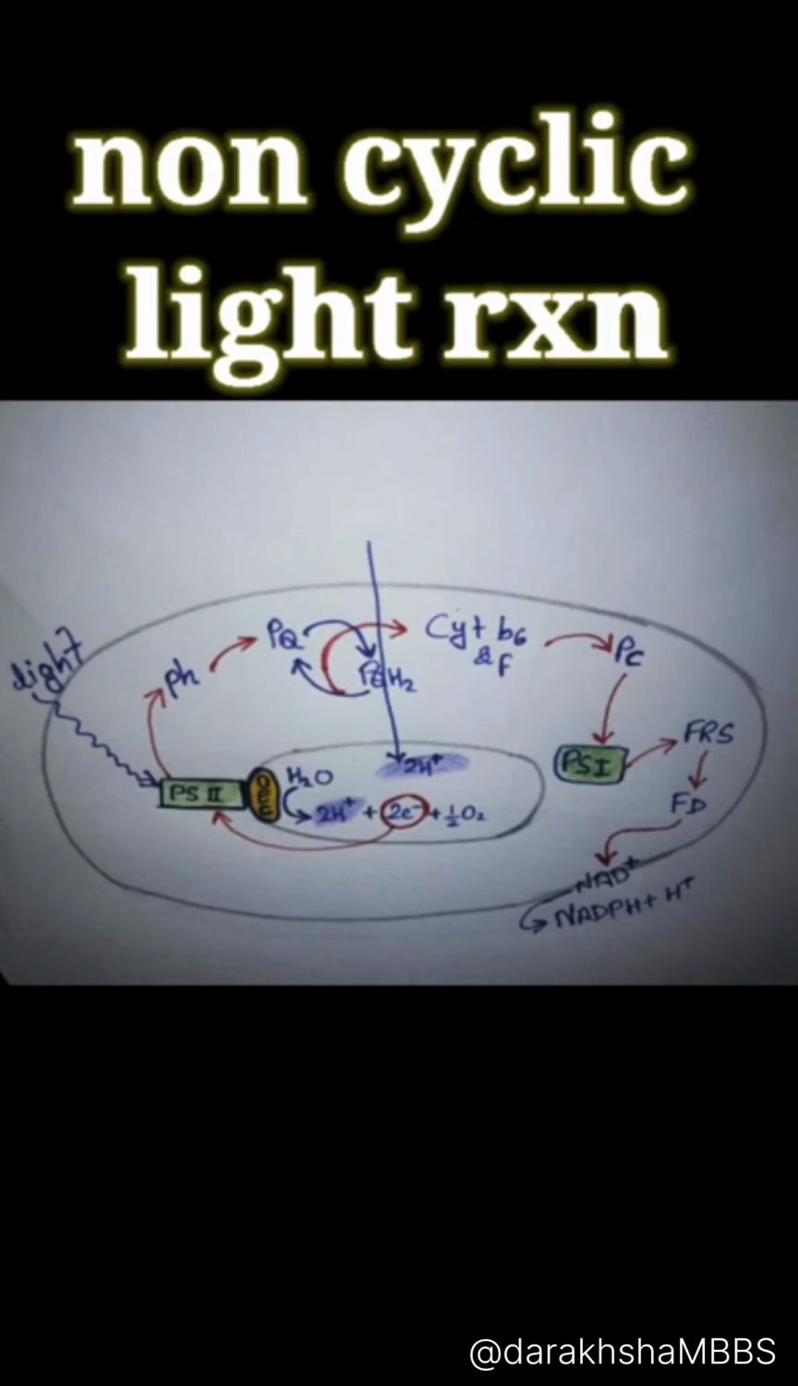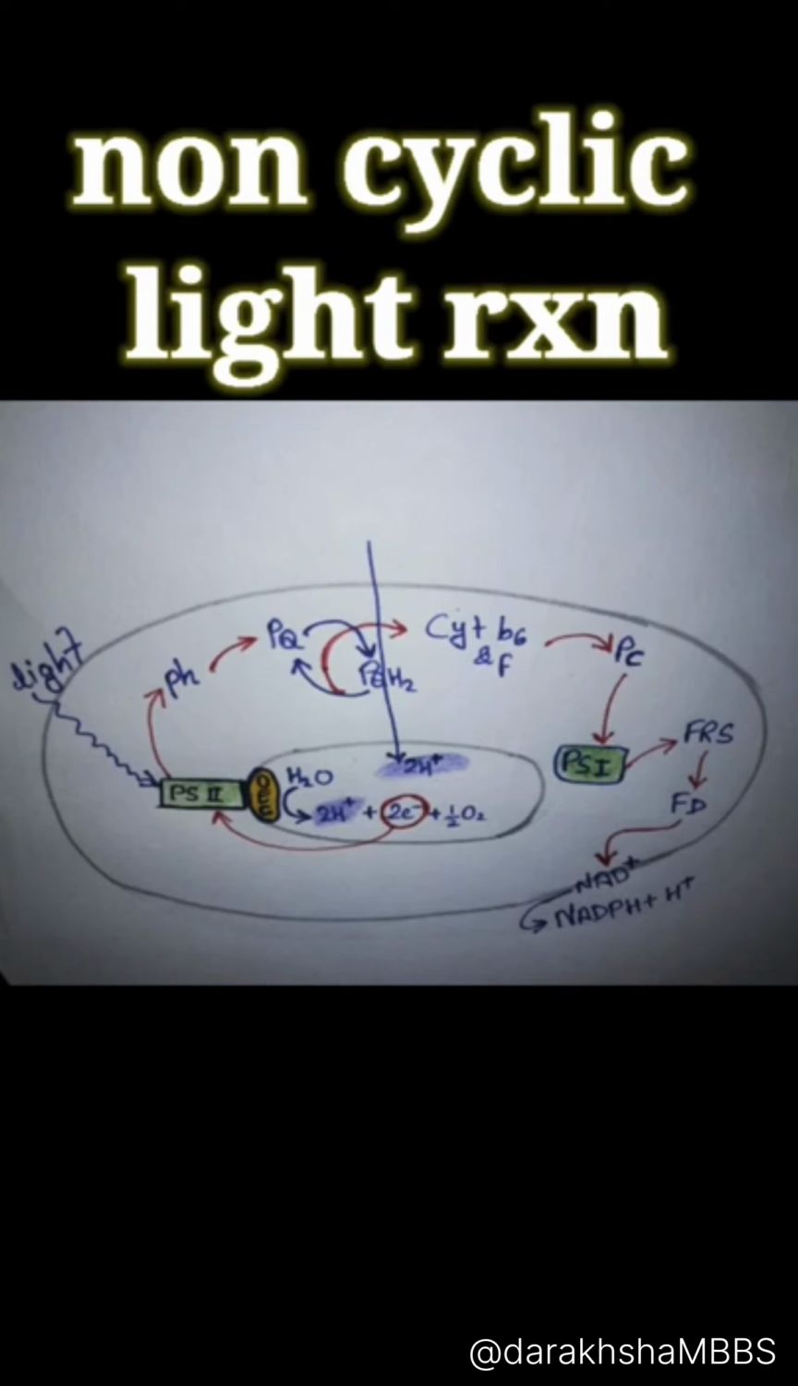Plastoquinone is actually a proton carrier because it gets electrons. It brings 2 protons from the stroma side and forms PQH2. This PQH2 transfers the protons inside the lumen of the thylakoid while the 2 electrons pass towards cytochrome b6f.